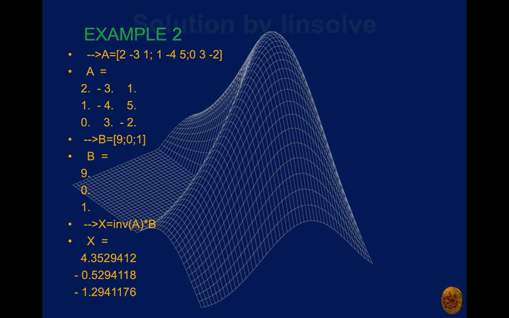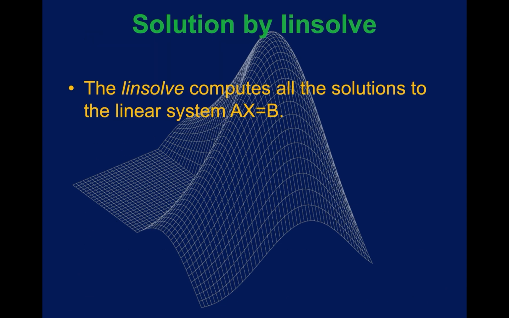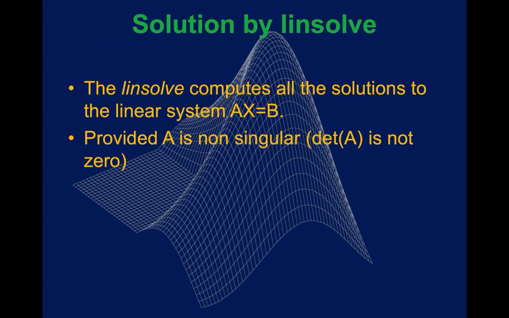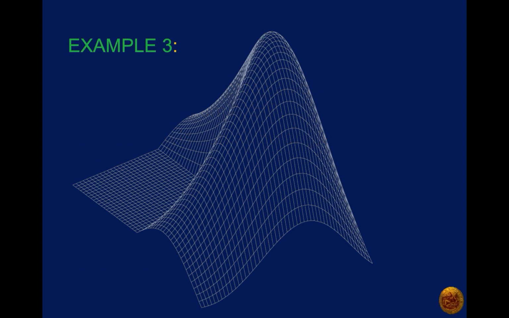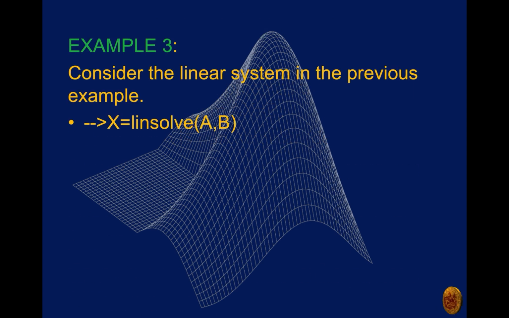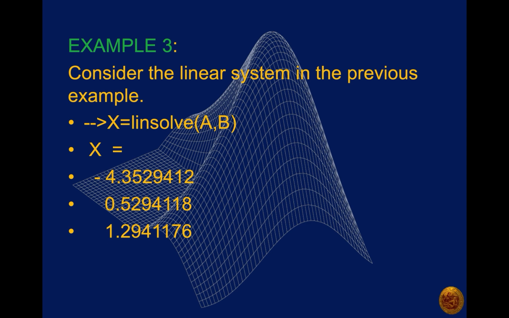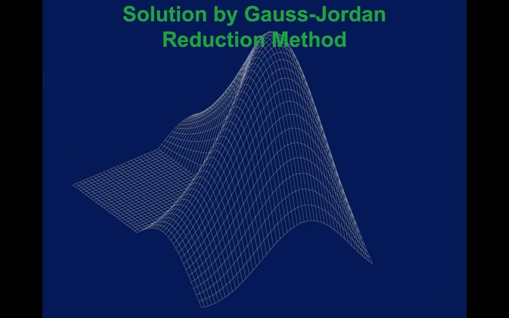Using LinSolve, if A is non-singular again, this is a direct method of finding the solution. So you just need to define your A. After defining A and then your B, just type in linsolve AB, and then that gives you the solution to x1, x2, x3 using linsolve.